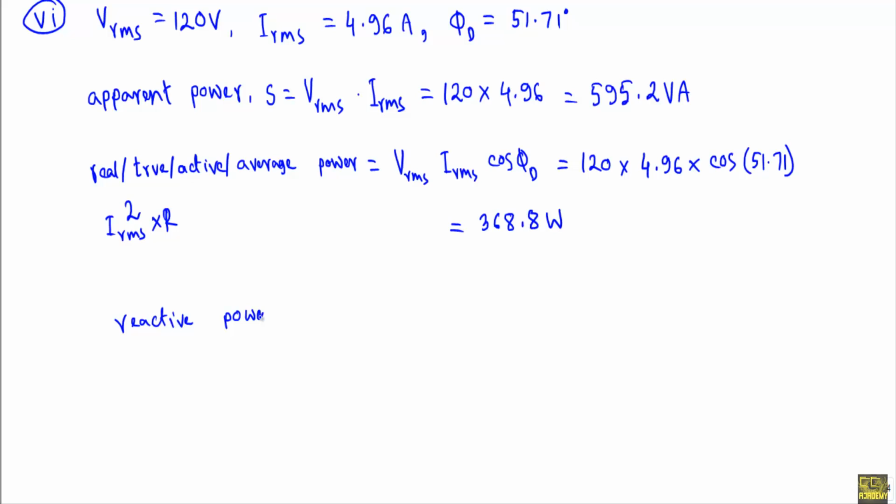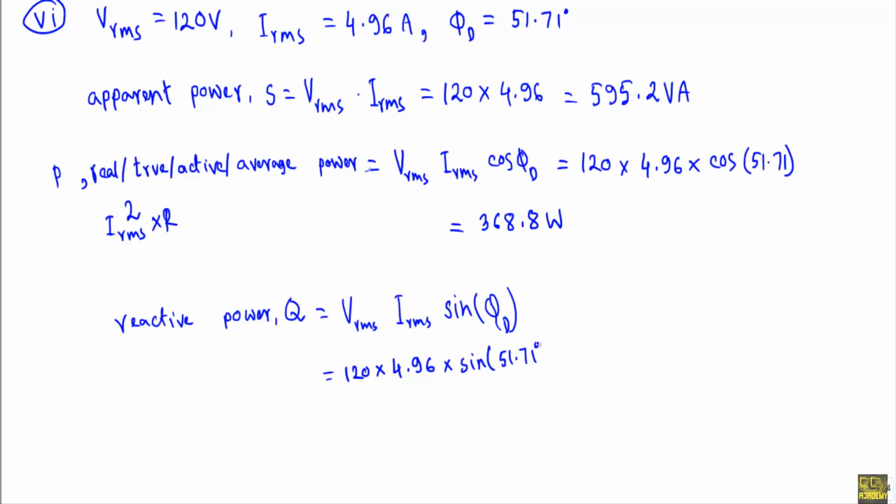Reactive power is expressed with Q. Real power is expressed with P. Q is equal to VRMS IRMS sine phi d. That is 120 into 4.96 into sine of 51.71 degree. This will be equal to 467.16 var.